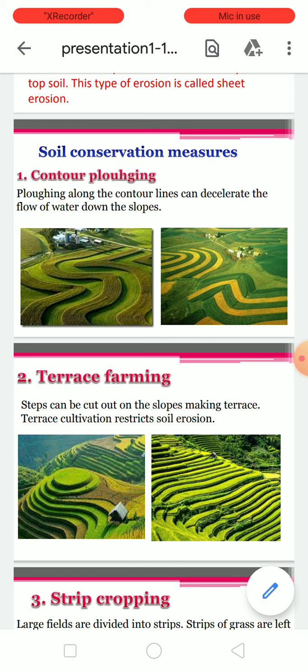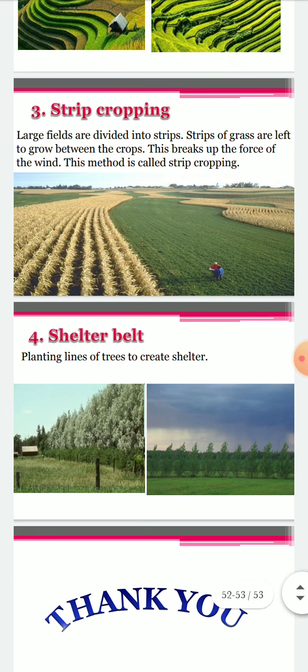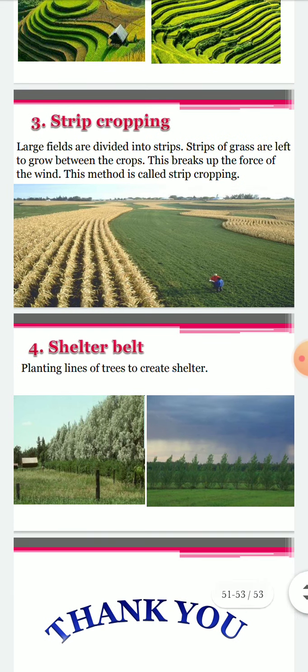Terrace farming: steps can be cut out on the slopes making terraces, and terrace cultivation restricts soil erosion. Strip cropping: large fields are divided into strips and strips of grass are left to grow between the crops. This breaks up the force of the wind. This method is called strip cropping. The fourth is the shelter belt, planting lines of trees to create shelter.